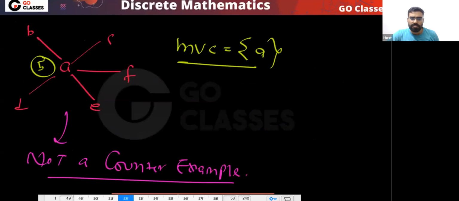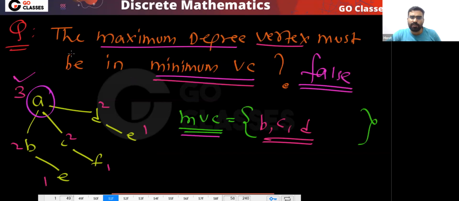Two regular. Now, how can two regular be a counter example? Basically, what should be the counter example for this statement? Can anyone tell me? The maximum degree vertex must be in the minimum vertex cover. The counter example should be that there is a maximum degree vertex which is not.